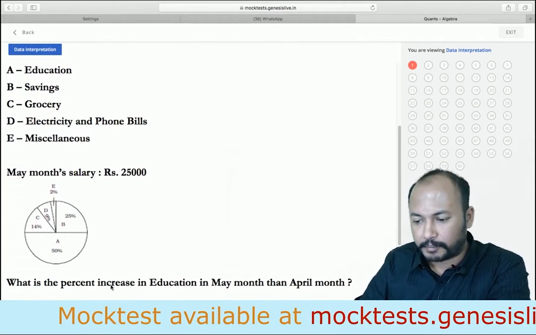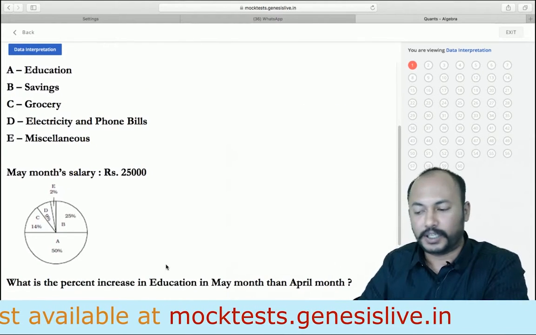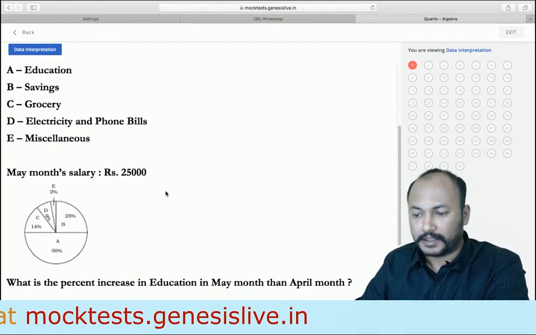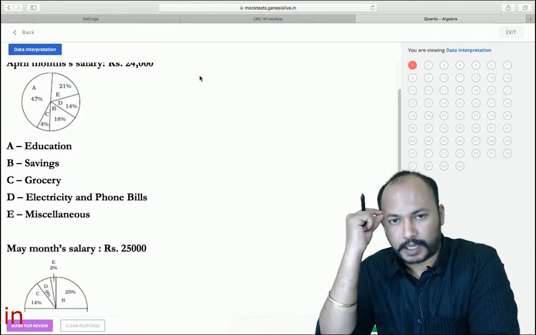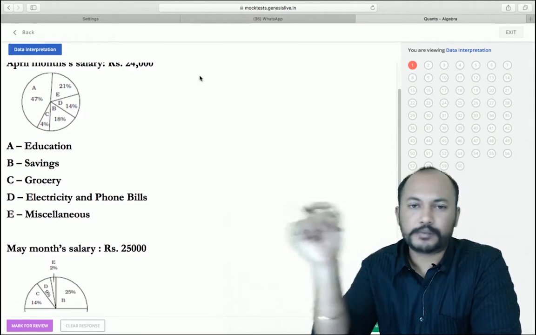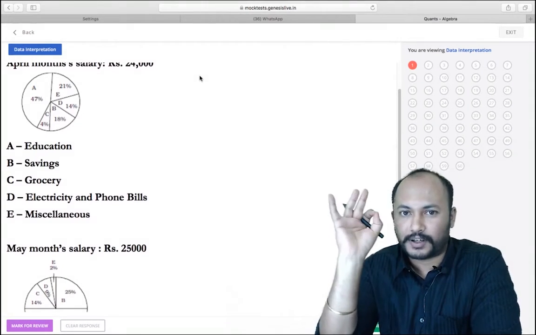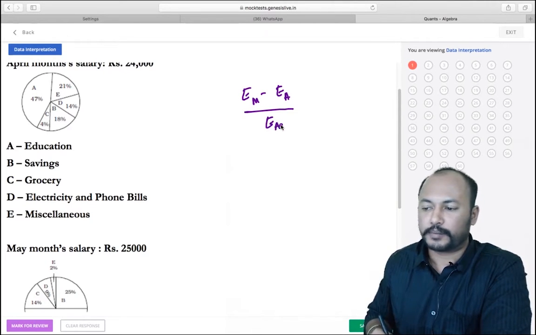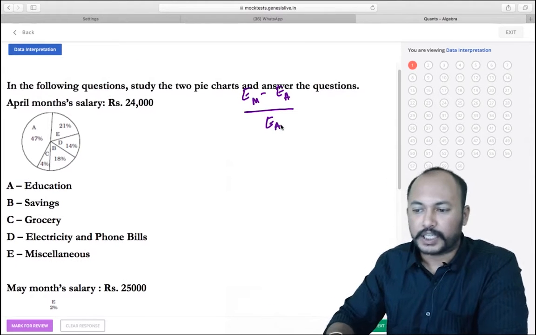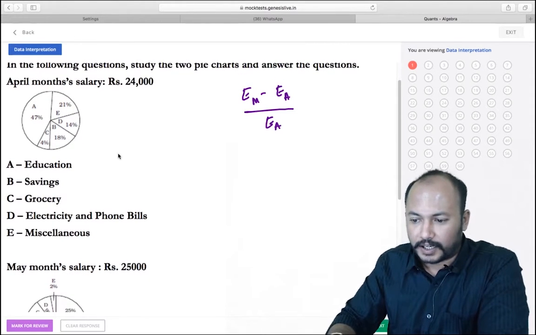We are interested in percentage increase in education, only in the area of education, in May month than in April month. So one thing that you need to remember about DI is, always start from the end. Know what it is that you are actually looking for in terms of formula. So here, what I am looking for is education expense in the month of May minus education expense in the month of April divided by education expense in the month of April. This is what I am looking for. Fine. So let me quickly calculate that.